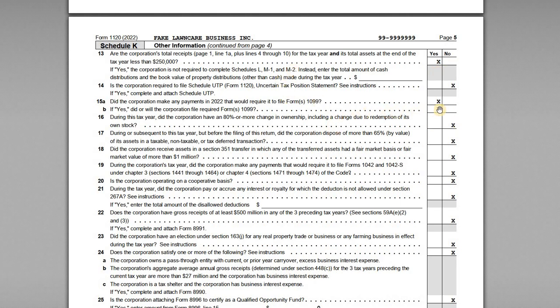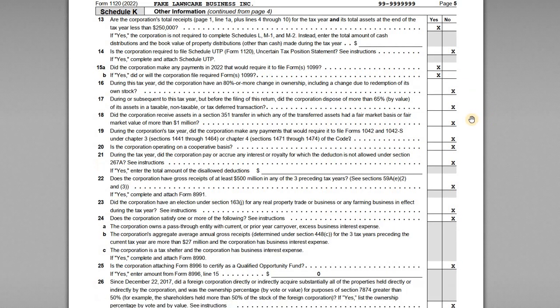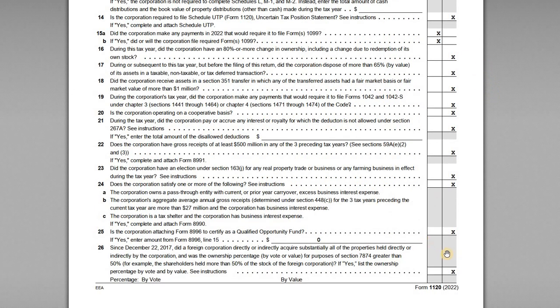It is asking us here in 15A and B if we did 1099s, and we did. So we had 1099 NECs issued to the contractors, so we've gone ahead and done those. And then all the other questions down here are just no, given our fact pattern is relatively straightforward. So all no's there, but of course, read each question carefully, make sure you understand it, and answer yes or no accordingly.